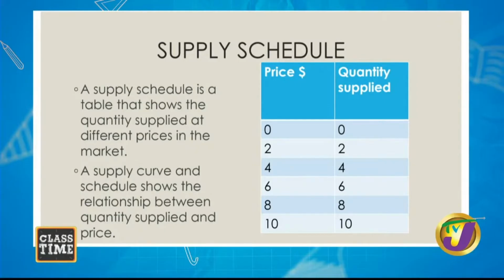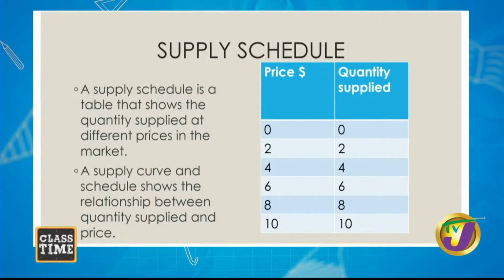Now, here we have a reflection of our schedule on the board. What we have here is that when the price is zero, nobody will want to supply if there's no value on these items. If the price increases to $2, the farmers would say, you know what, I'm going to supply a certain portion. So here we have 2 kilograms being supplied. Then we look at the price increase. Each time the price increases, so does the supply.